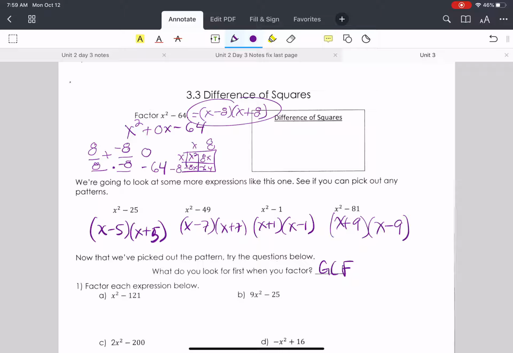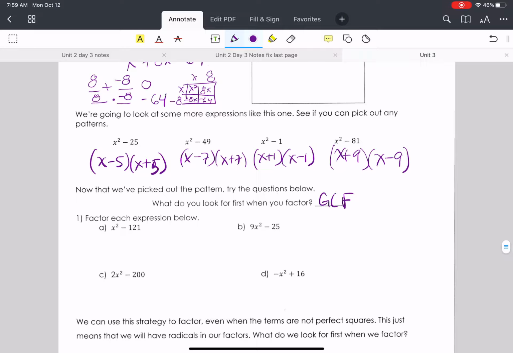Okay, so let's look at A. Is there a GCF? Not on A. Oh, for the second one. Okay, but we're on the first one. Not on the first one, right? Yeah, I meant like you can square root it. Oh, you can square root it. Okay, it is going to be a perfect square. What is the square root of 121? 11. Okay, so then my factors would be x minus 11 times x plus 11.